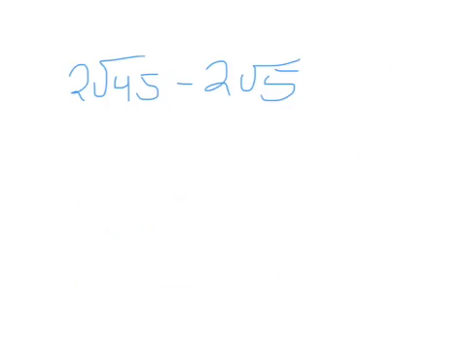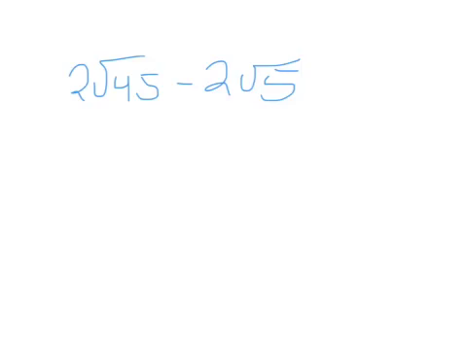Now we're going to learn how to subtract radicals. Subtracting radicals is the same as adding. You can only combine like terms. Like terms have to have the same index and the same radicand, which is the number under the radical. The same rules apply. We still have to simplify.